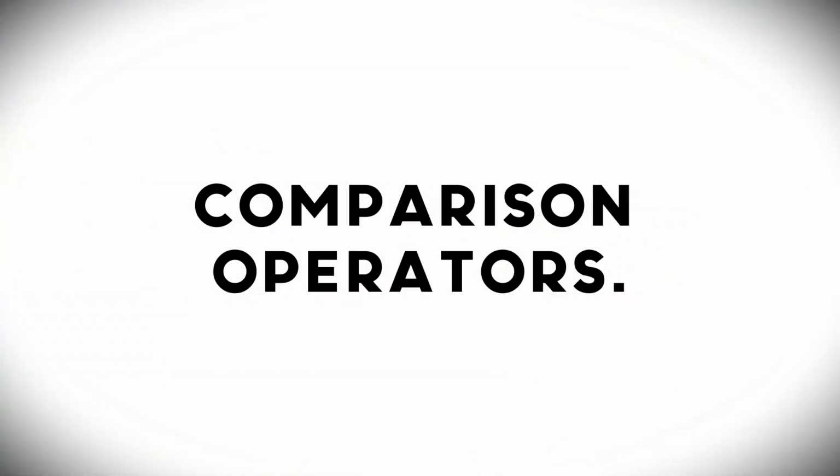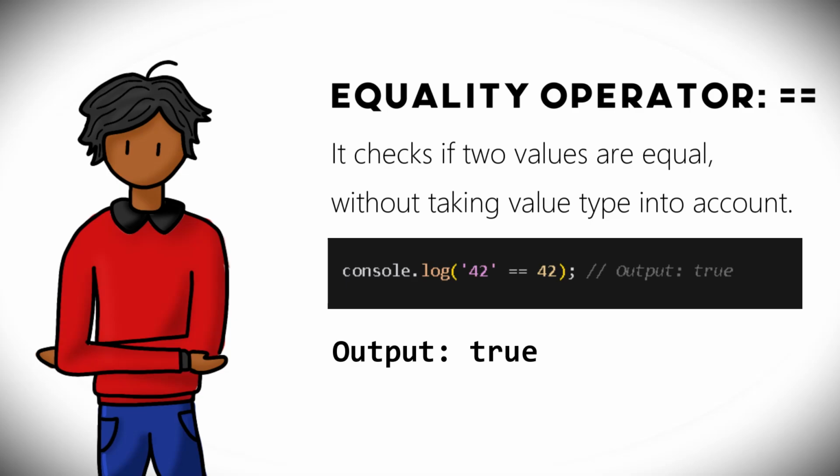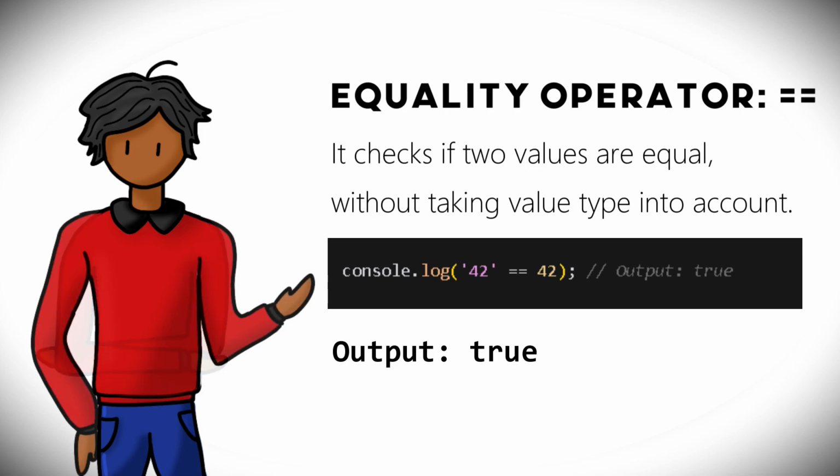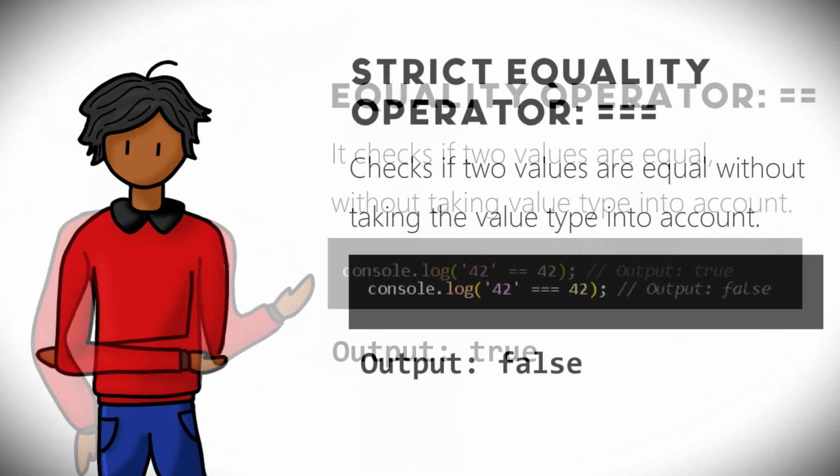Secondly, we have the comparison operators. First is the equality operator. It checks if two values are equal with type conversion, meaning the string 42 is converted to a number before comparison in this example. So it does not take the type into account.